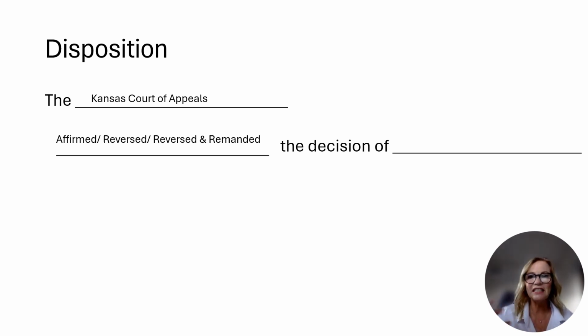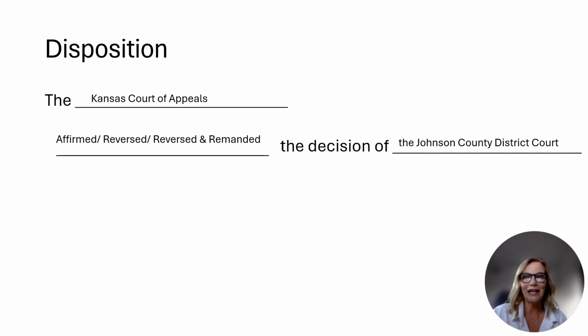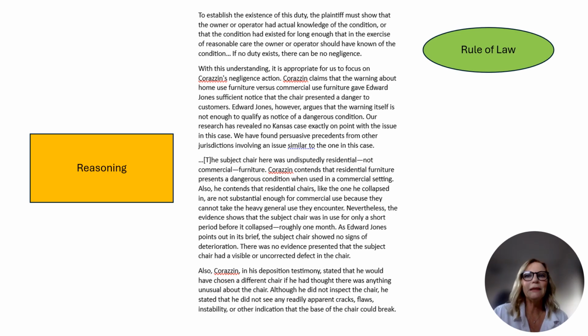Those are mostly what you're going to have. And who did the decision of who? Well, we already know the trial, Johnson County District Court. That's our disposition. Well, we know they affirmed, so we would choose affirmed. So our disposition would read, the Kansas Court of Appeals affirmed the decision of the Johnson County District Court. When you affirm the court, what you're doing is you're saying, we approve what you said and you did not err. So that's how you know automatically, okay?